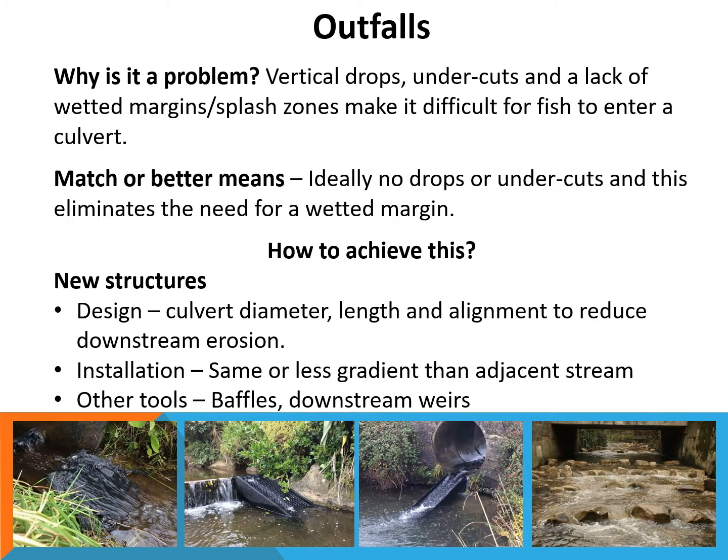Outfalls are a very common problem, typically overhanging culverts or steep vertical faces on weirs and aprons and the like. And if we're going to improve that, well then ideally we eliminate or reduce the amount of the drop or overhang.